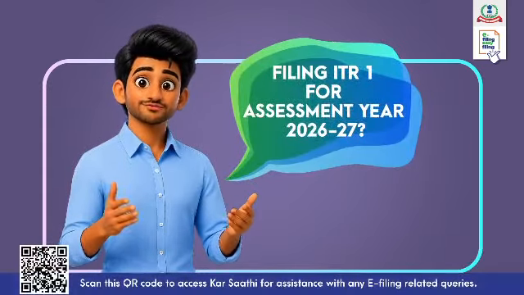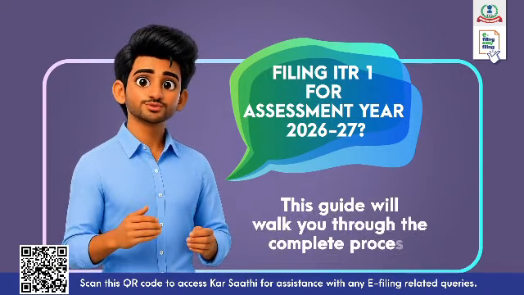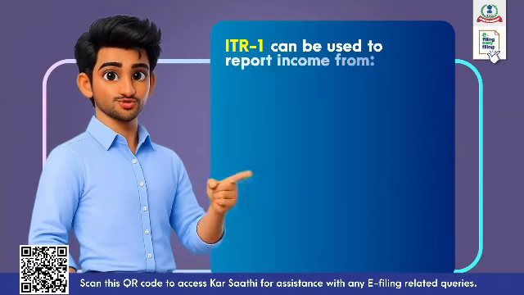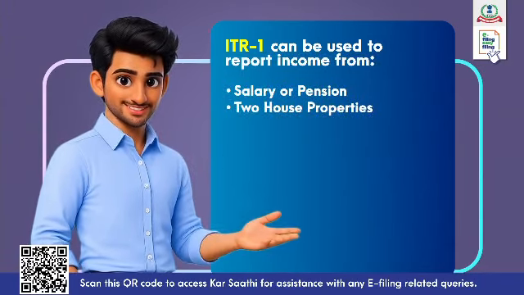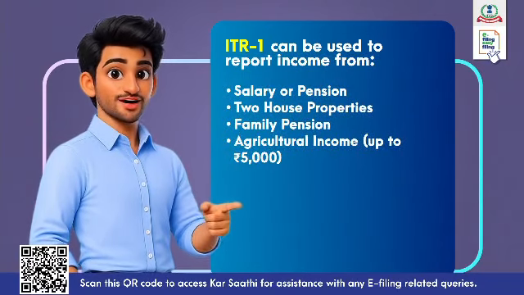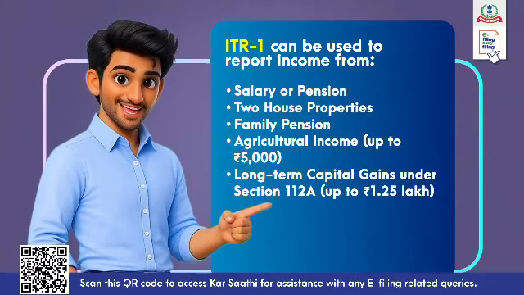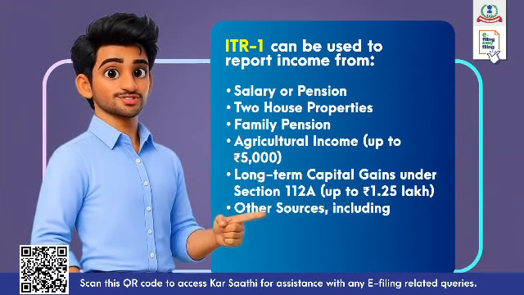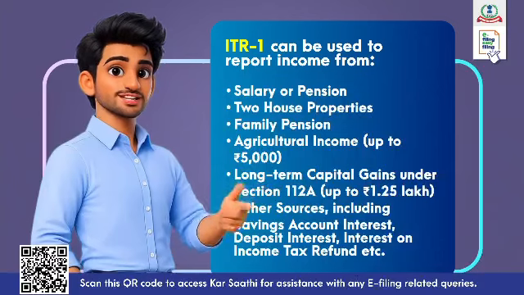Filing ITR-1 for assessment year 2026 to 27. This guide will walk you through the complete process. ITR-1 can be used to report income from salary or pension, two house properties, family pension, agricultural income up to 5,000 rupees, long-term capital gains under Section 112A up to 1.25 lakh rupees, and other sources including savings account interest, deposit interest, interest on income tax refund, etc.